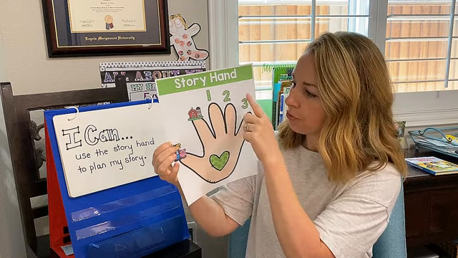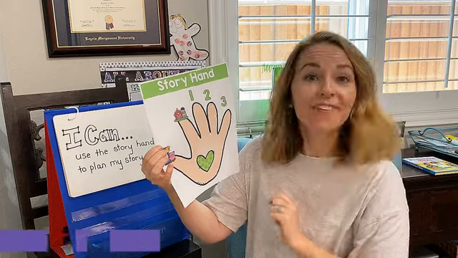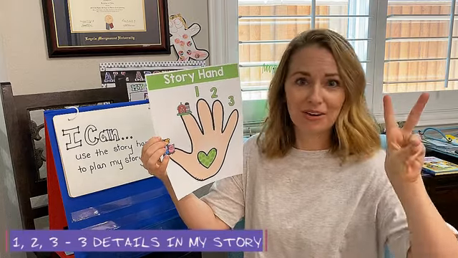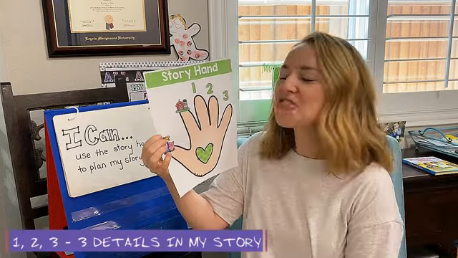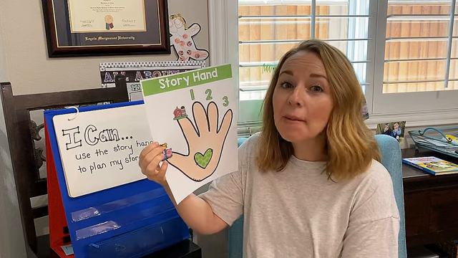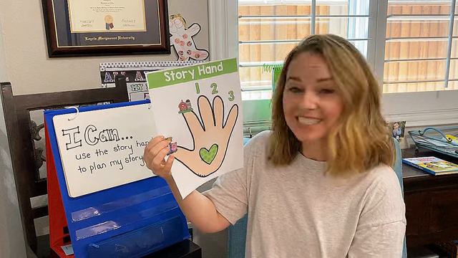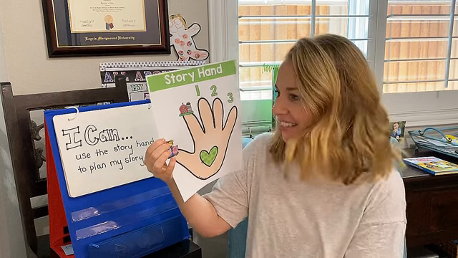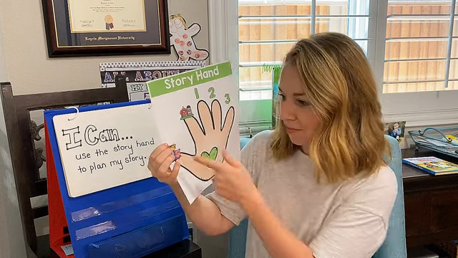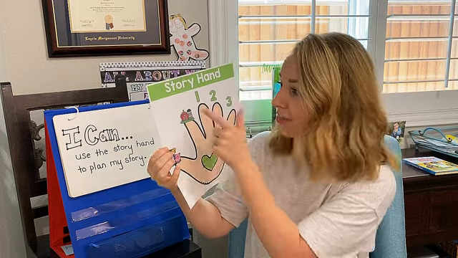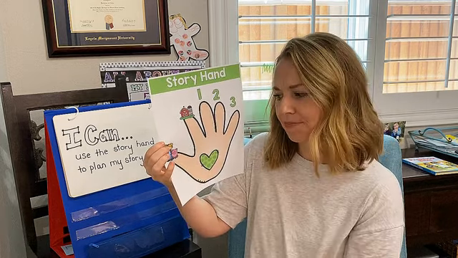1, 2, 3. For those final fingers, I'm so sorry, 1, 2, 3, are 3 things that happen in your story or that are important to your topic. So for instance, this one looks like it probably takes place on a farm with a pig. Maybe it's a farmer, a farm girl, and there's probably 3 things that happen there.